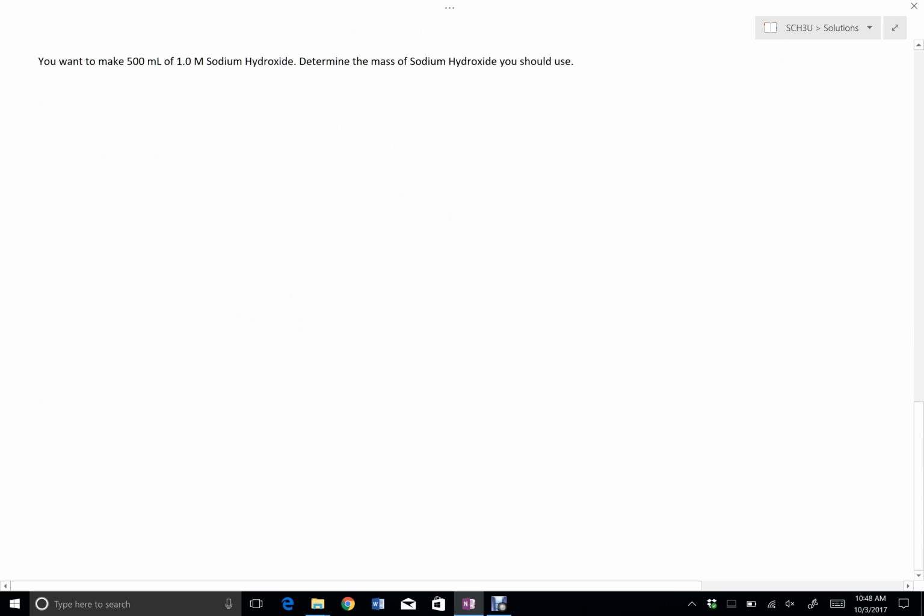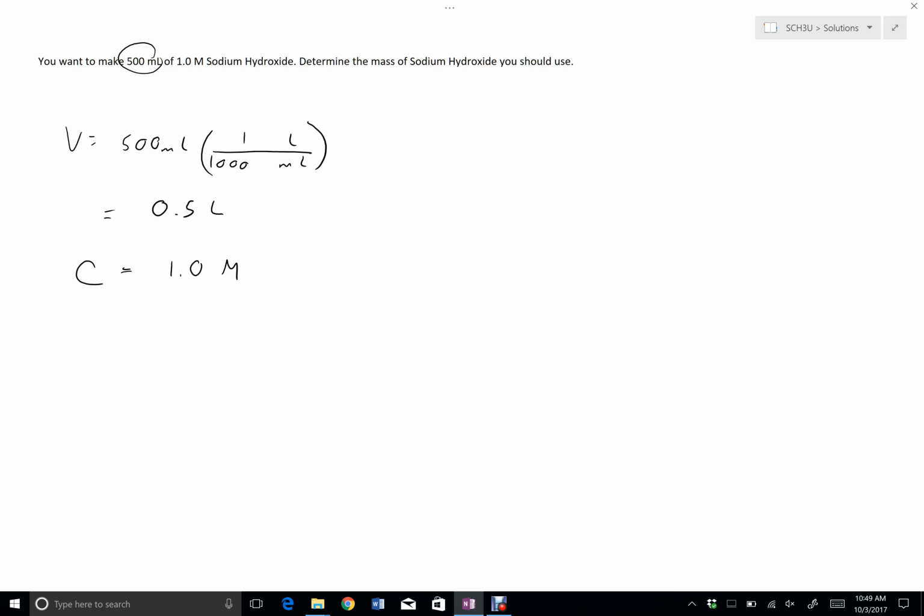Let's go the other way around. Let's say we want a specific concentration, and let's figure out how much sodium hydroxide we need to add, and what mass. So we want to make a 500 milliliter solution. I'm going to convert that right away over into liters, because remember my equation for this uses liters. So that's 0.5 liters. You don't have to write that out if you can just see that. And then the concentration here is 1.0 molarity. And so I'm going to figure out how many moles of sodium hydroxide I have, and then using the molar mass, what mass that would be.